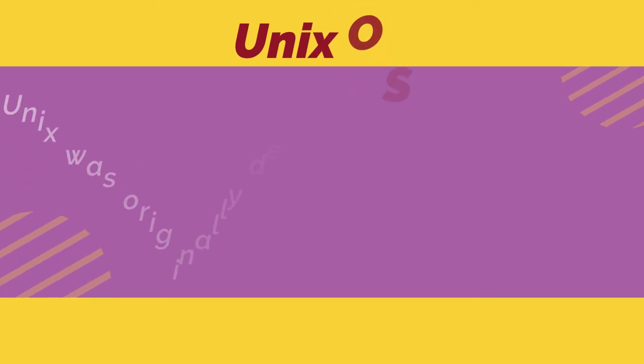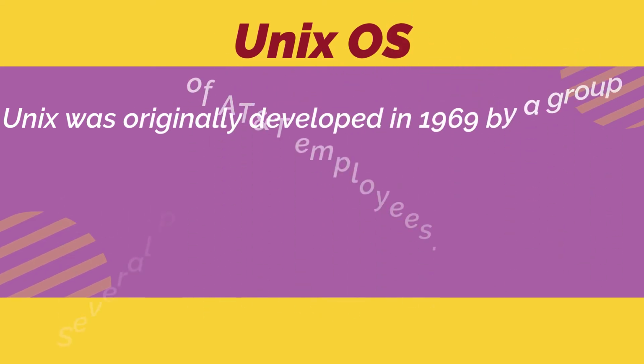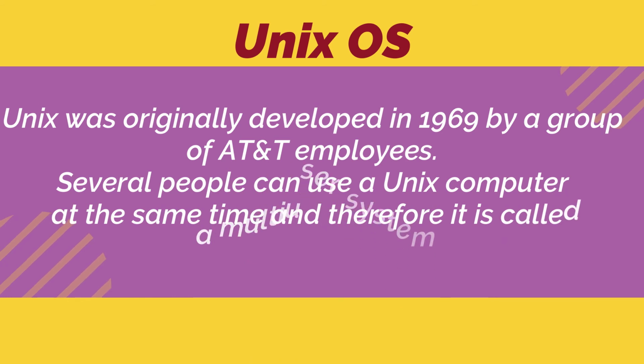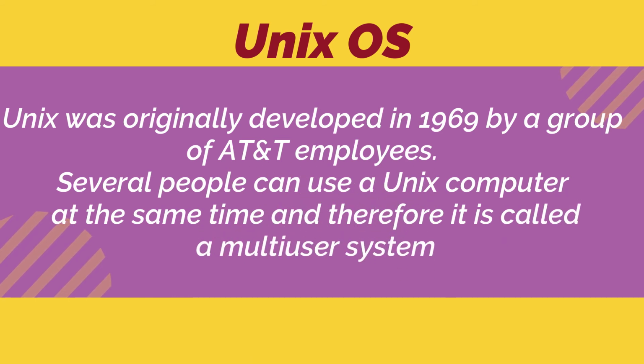Then the next operating system is Unix. The Unix operating system was originally developed in 1969 by a group working at AT&T company. Several people can use a Unix computer at the same time, and therefore it is called a multi-user operating system.